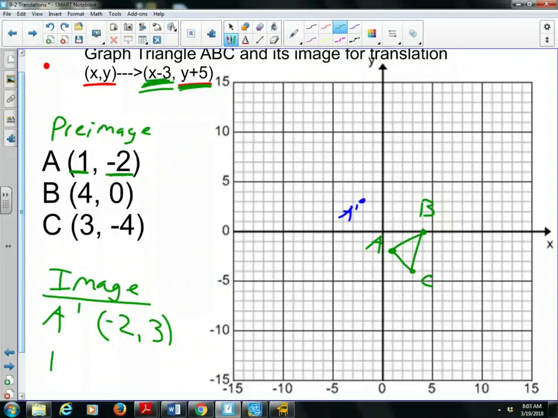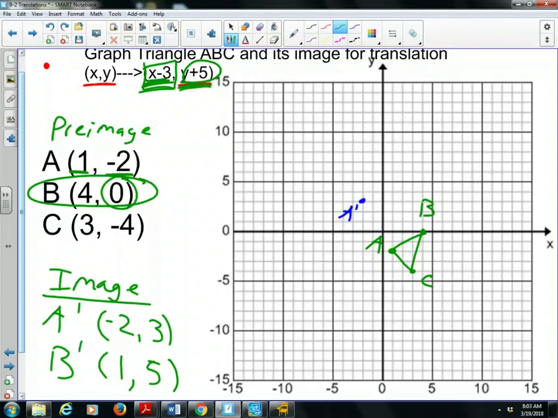Let's do the same thing for B. So here we go. B is right here. It's at 4, 0. My x coordinate, I'm going to subtract 3. So 4 minus 3 is 1. And my y coordinate, 0, I'm going to add 5. So 0 plus 5 is 5. So B prime is at 1, 5. B prime, right 1, up 1, 2, 3, 4, 5.